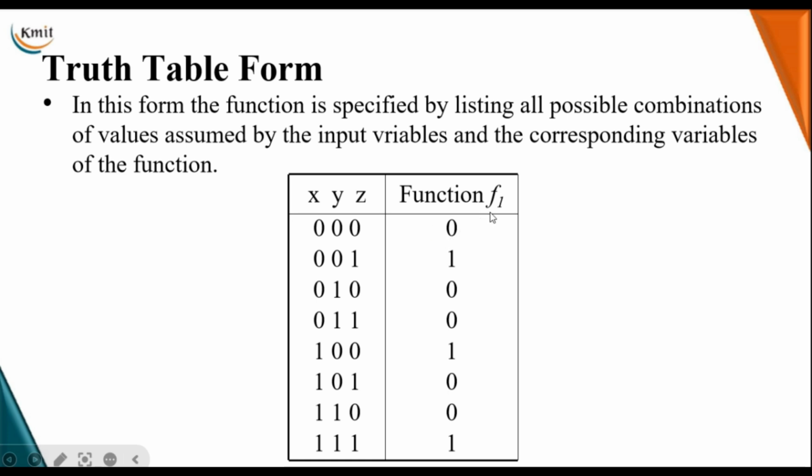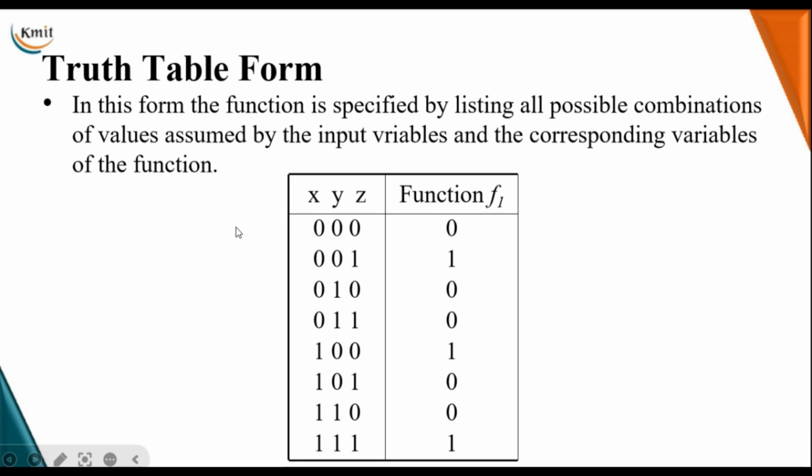Here we have taken an example of f1. For 0 0 0 it is 0, for 0 0 1 the function value is 1. For 0 1 0 it will be 0, 0 1 1 it will be 0, 1 0 0 it will be 1, 1 0 1 it will be 0, 1 1 0 it will be 0. For 1 1 1 it is 1.